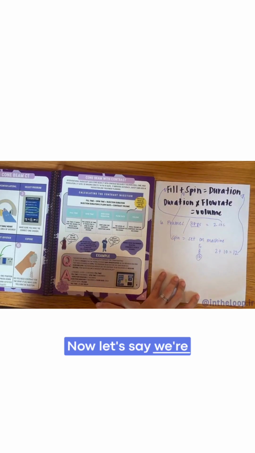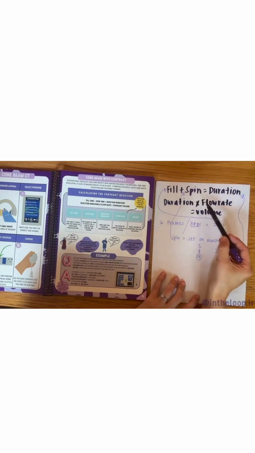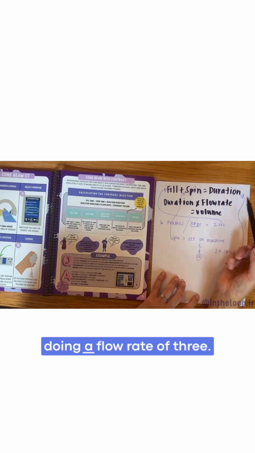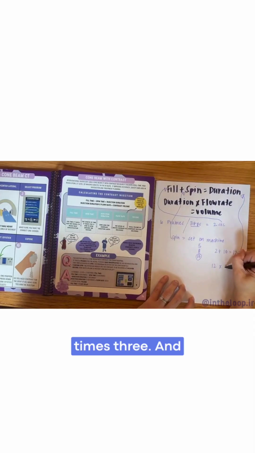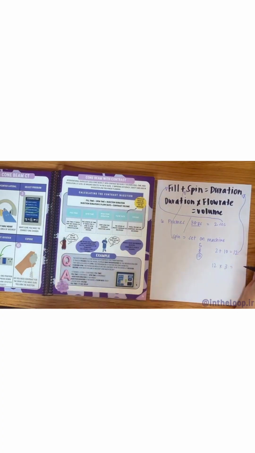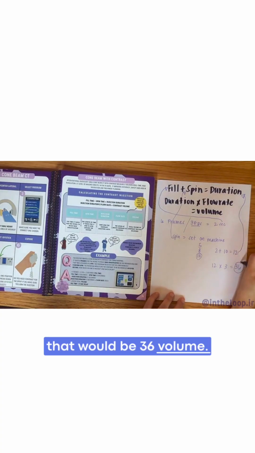Now let's say we are doing a flow rate of 3. So you would do your duration times 3, and that would be 36 volume.